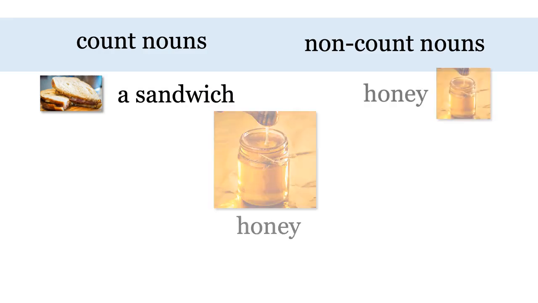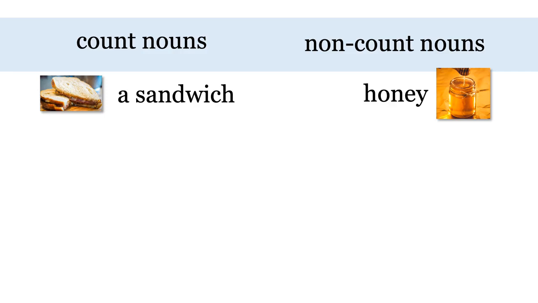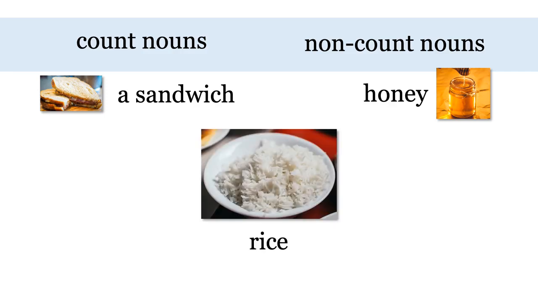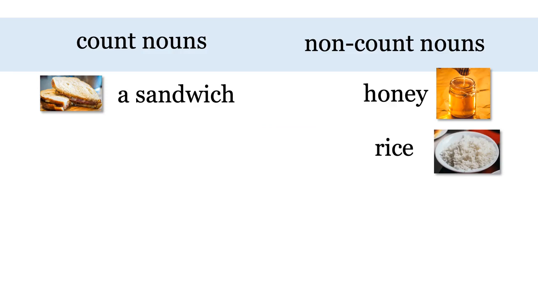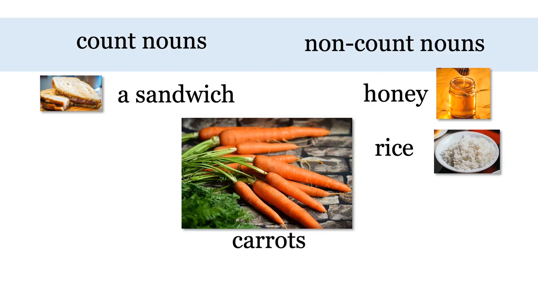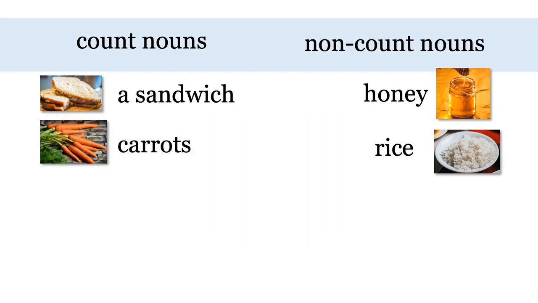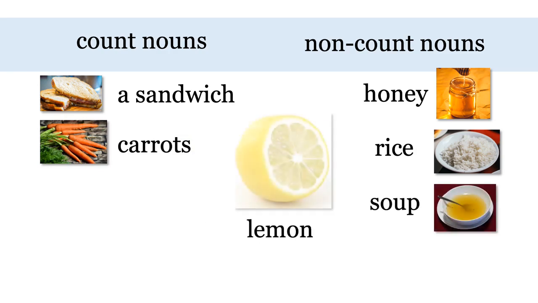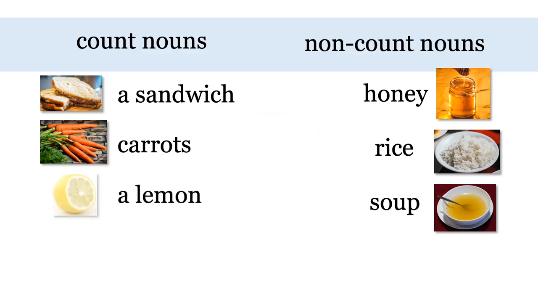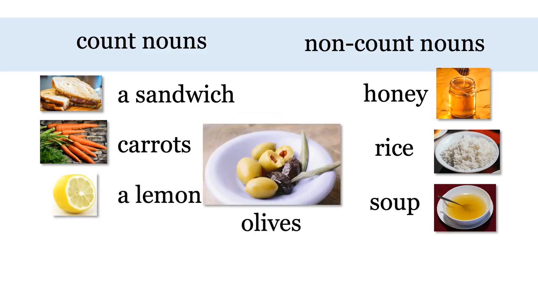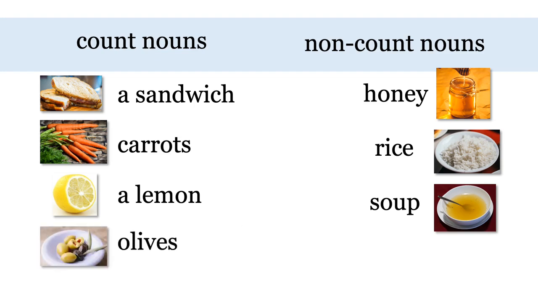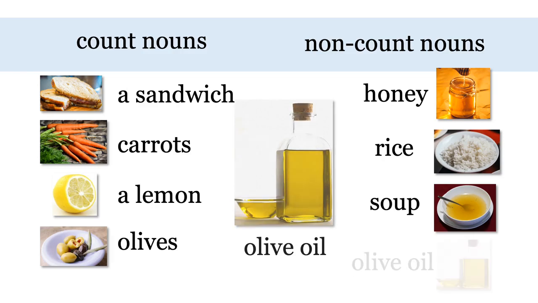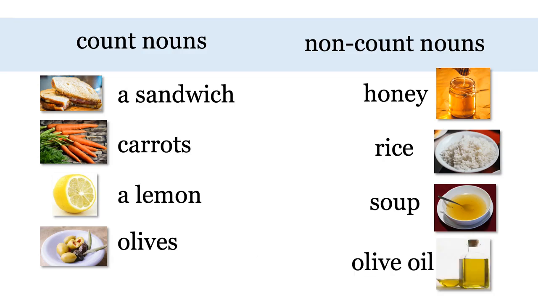Honey. Honey is non-count. Rice. Rice is also non-count. There are too many little pieces of rice for me to count them all. Carrots. Carrots is a count noun. Soup. Soup is non-count. Lemon. Lemon is count. Olives. I can count these olives. That's a count noun. And olive oil is non-count.